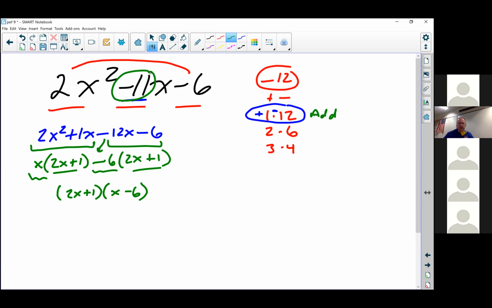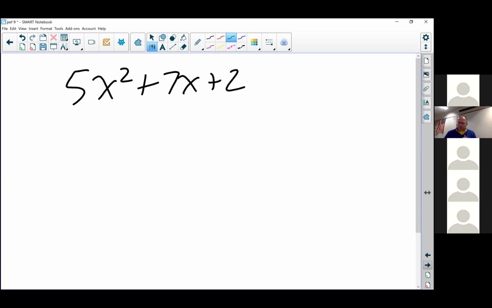Oh, okay. I get it now. Yeah, if I chose the 2 and the 6, I can't get it to a negative 11. If I chose the 3 and a 4, I couldn't get there. So the 1 and the negative 12 are the ones that work. Good question.